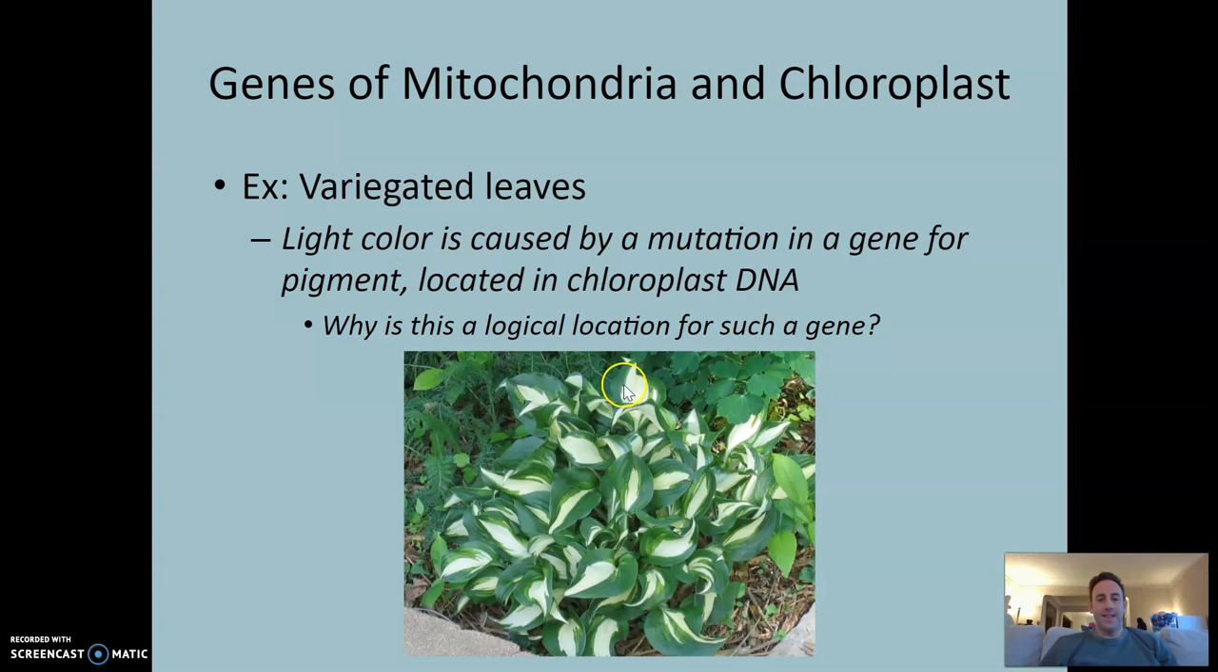But that lightish color, that white color, is called variegation, and it's caused by a mutation in a gene for pigments located in chloroplast DNA. And that should make sense that, okay, a mutation that prevents you from making pigments would give you a white color because you're not properly making the green pigments. And then it would also make sense that would be in the chloroplast DNA because those pigments are in the chloroplast as part of the photosystems. So kind of all making sense. You'll never look at a hosta the same way, will you?